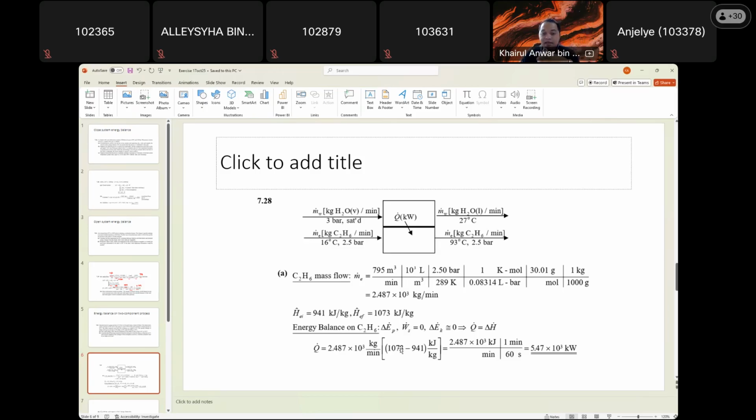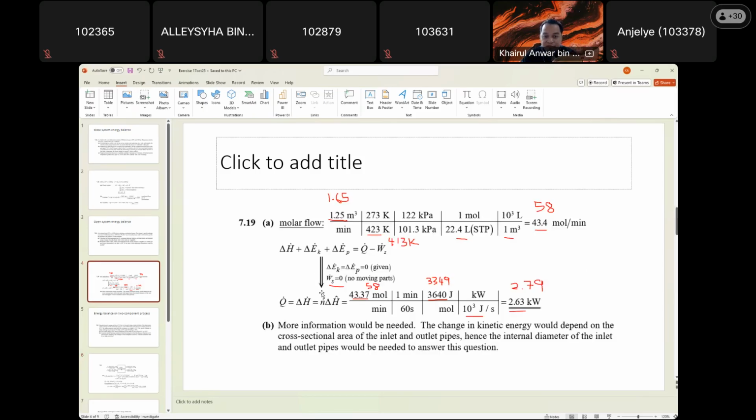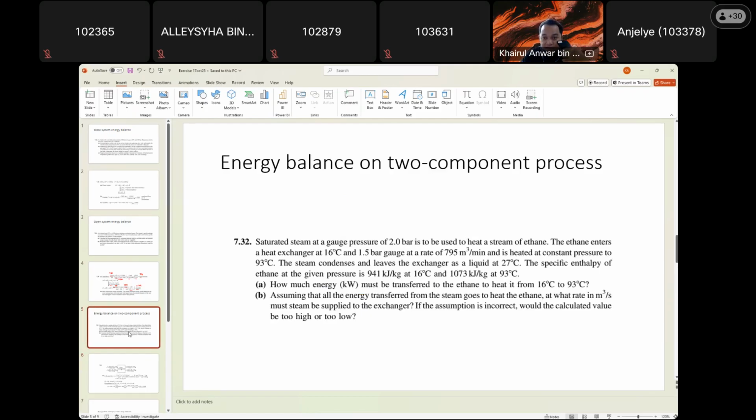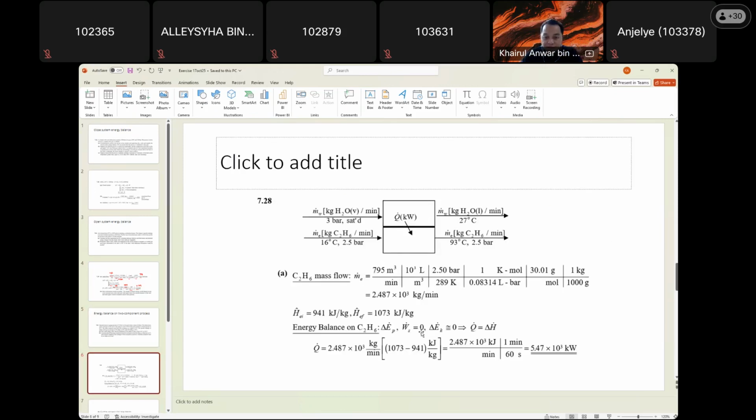So for the energy balance, start by writing the full equation, then rectify which terms are 0. In this case, this is just a heat exchanger, so there are no chemical reactions. Delta Ep is 0, and Ek is assumed 0.